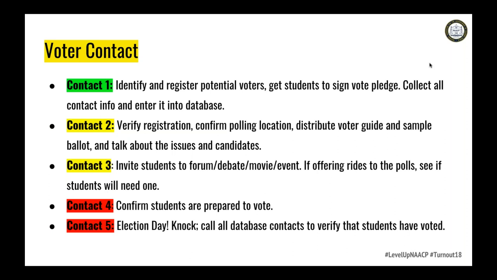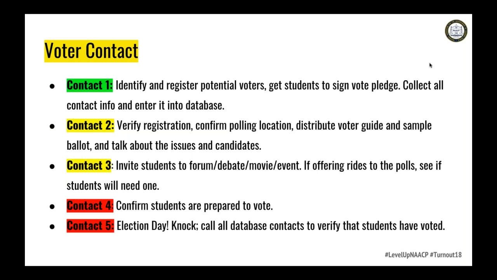The second voter contact is verifying registration, right? So making sure that they are verified and registered to vote. Using that link would be really handy for folks to make sure that they are currently registered to vote in their area or at their address, right? And then confirming their polling place.